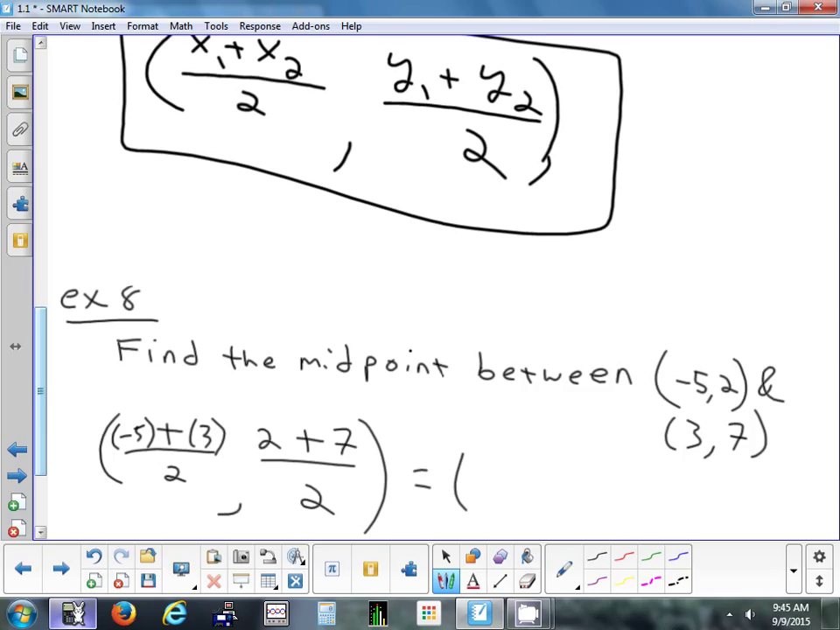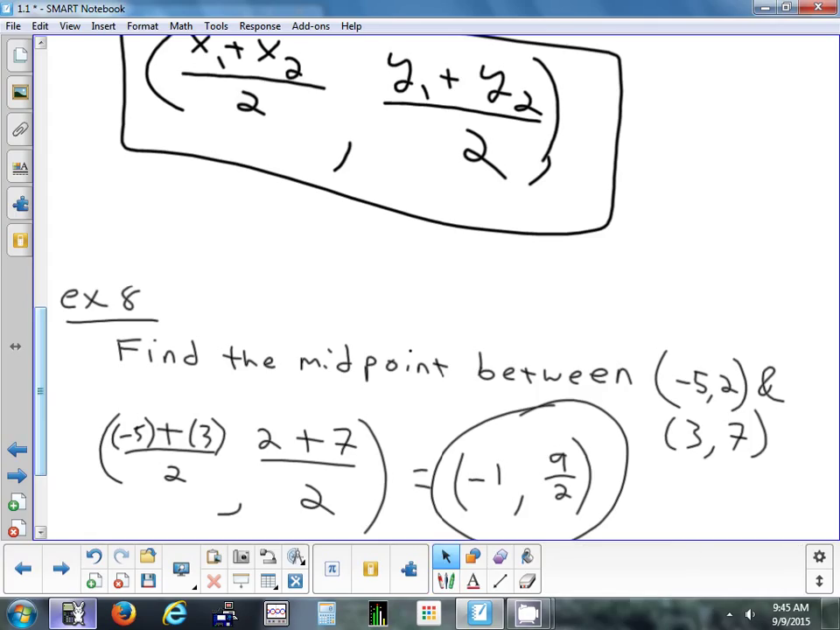Okay, simplify it. -5 plus 3. Jill, what is that? That's -2. And then divide by 2. -1. Good. -1. And Cheryl, the second part, 2 plus 7? 9. And does 2 go into 9? It doesn't go in evenly. So if you want to leave it as 9 halves, that's fine. Or you could change it to 4.5. Any questions on the midpoint formula?